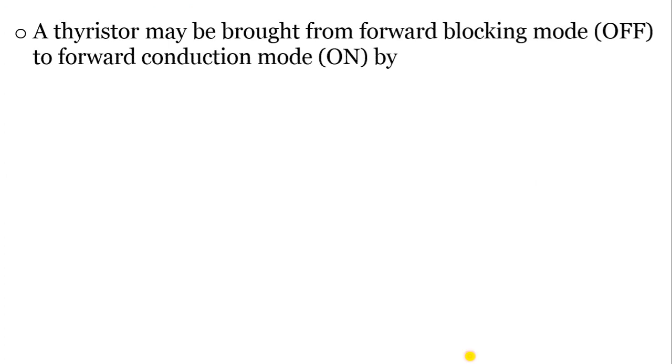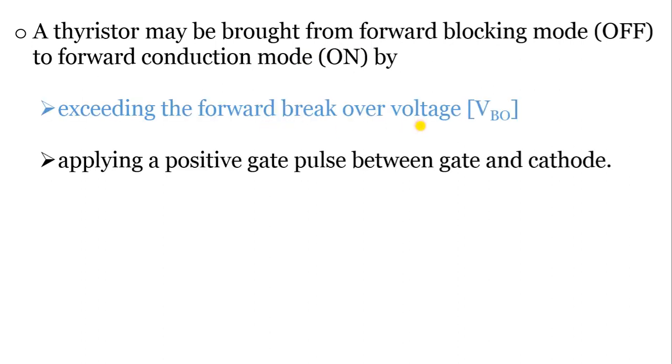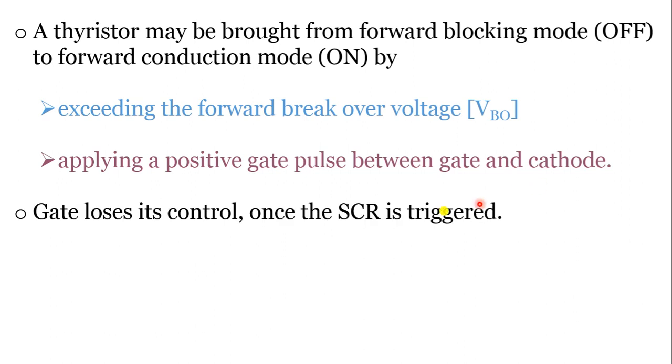From the previous analysis, one can say that a thyristor may be brought from forward blocking mode, that is off mode, to a forward conduction mode, that is on mode, by two ways. One is by exceeding the forward breakover voltage, that is VBO. The next method is applying a positive gate pulse between gate and cathode, and moreover the gate loses its control once the SCR is triggered. Once the SCR is turned on, then gate loses all its control.